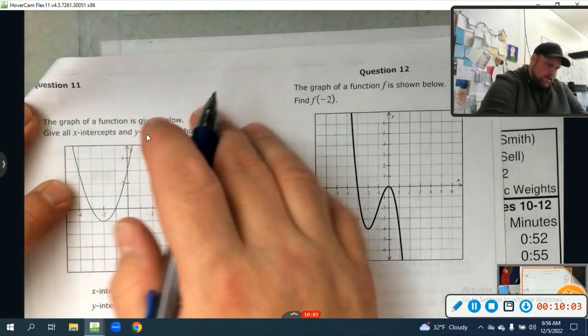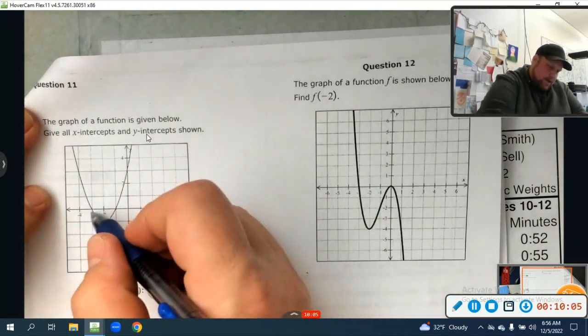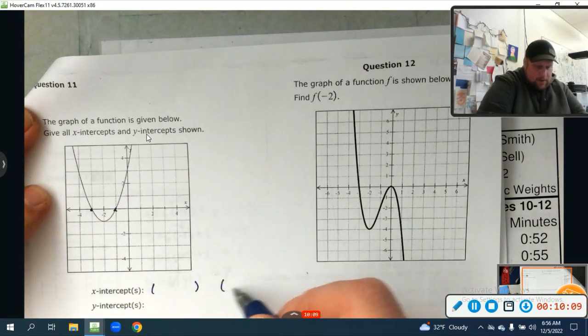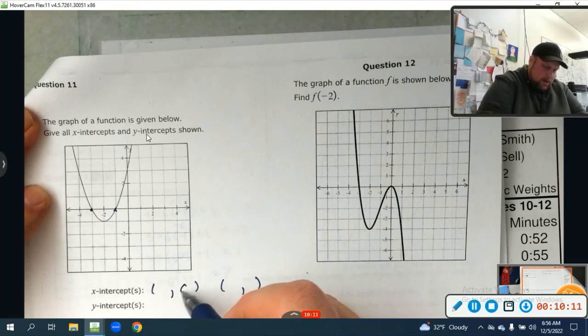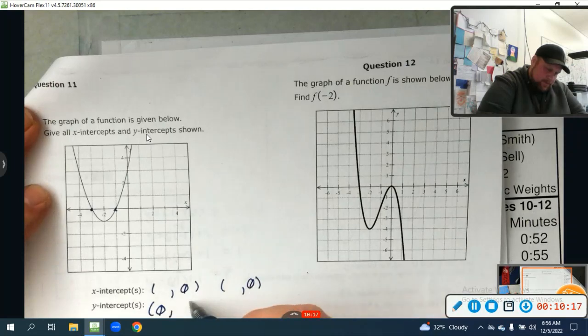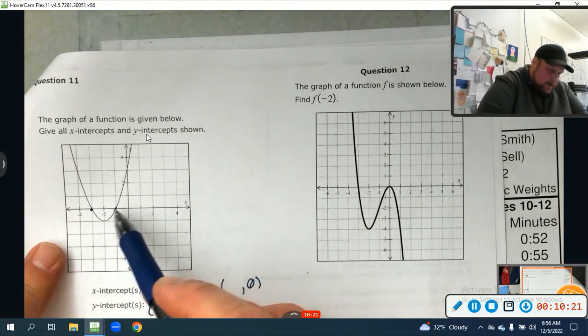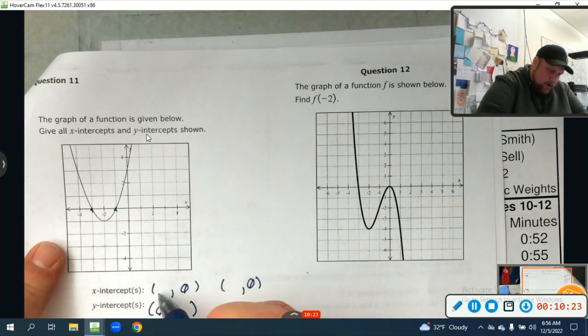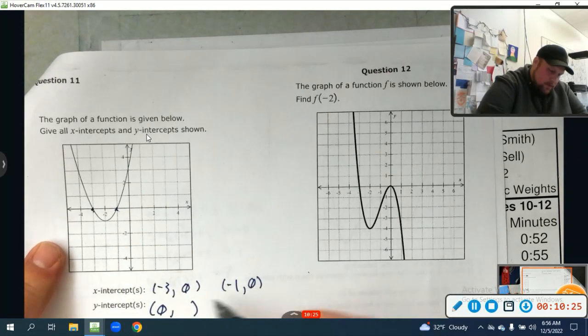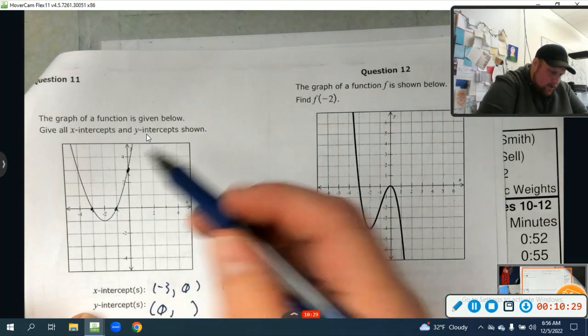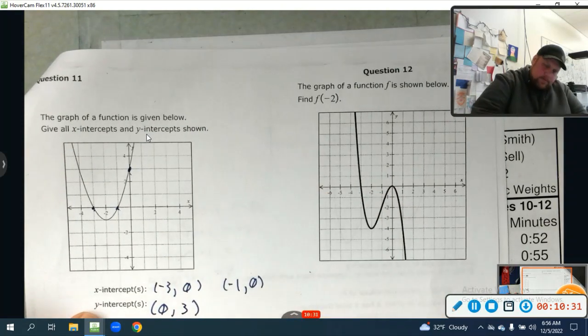Graph of the function is given below, give all the x and y intercepts. Well, we see the x-intercepts right here. There's going to be 2. Don't forget, you can put the comma, and we know y is always going to be 0 at an x-intercept, and at a y-intercept, we know x is going to be 0. Now let's do it. 2 x-intercepts, say an x-intercept at -3 and -1, and a y-intercept at 1, 2, 3. Boom.